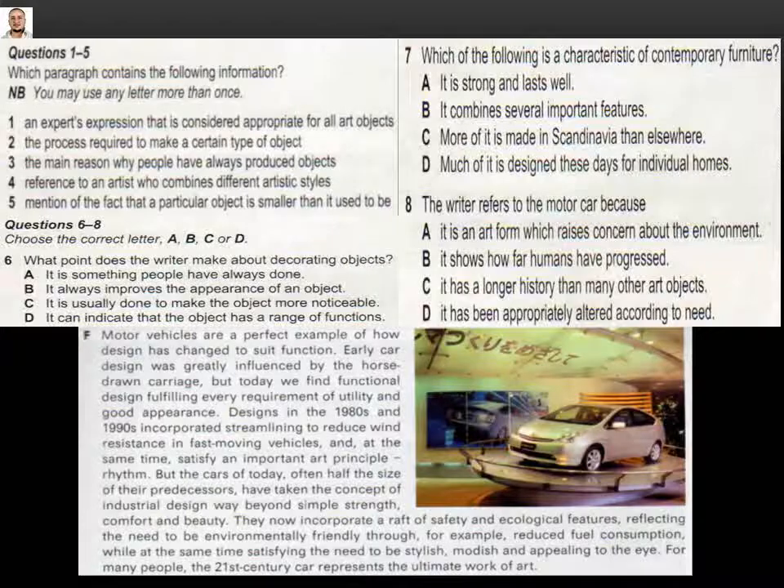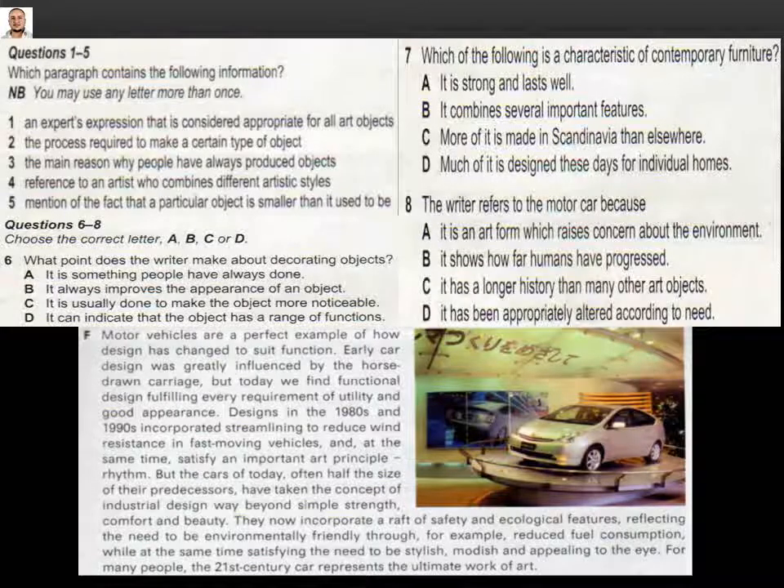But the cars of today, often half the size of their predecessors. So we have 5, mention of the fact that a particular object is smaller than it used to be. We find this information here because it says, and at the same time satisfy an important art principle, rhythm, but the cars of today often half the size. That means it's smaller than they used to be.